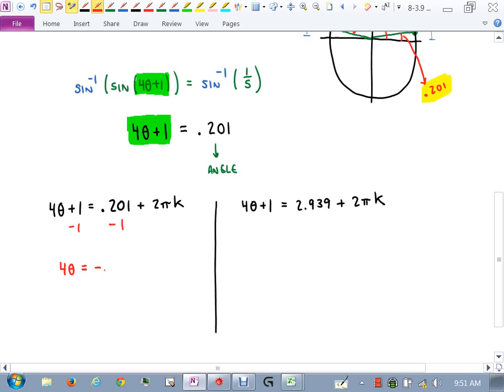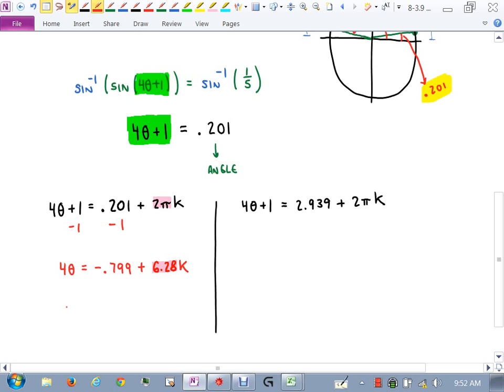Negative 0.799 plus 2 pi k. Can I change the 2 pi to 6.28 k? Everyone okay with that? Changing 2 pi to approximately 6.28? What do I still have to do? Divide everything by 4. And now, when I say everything, I mean both terms. This can be divided by 4, and that can be divided by 4.